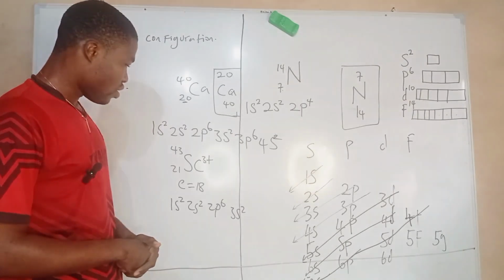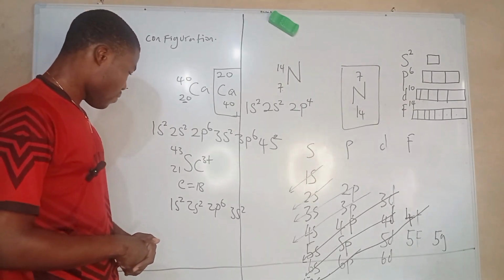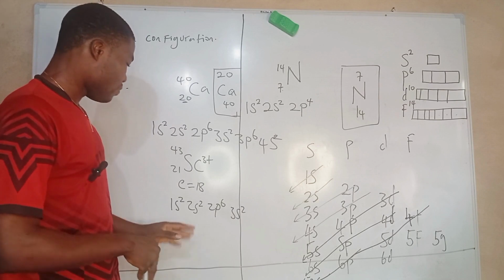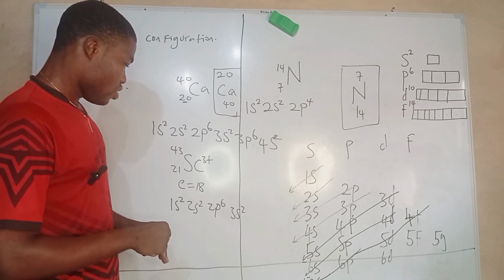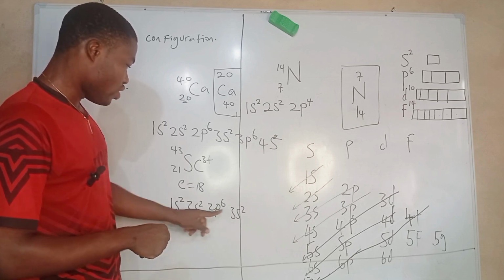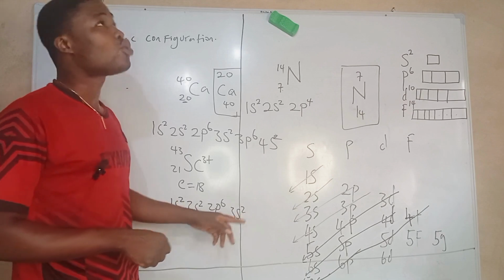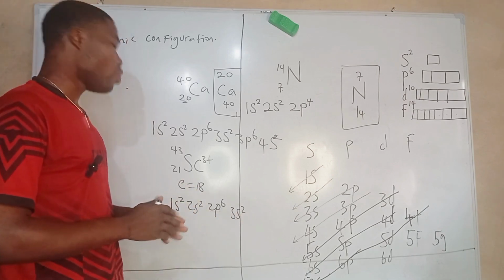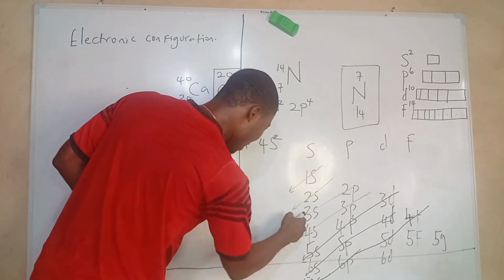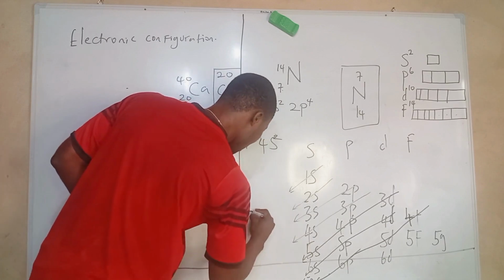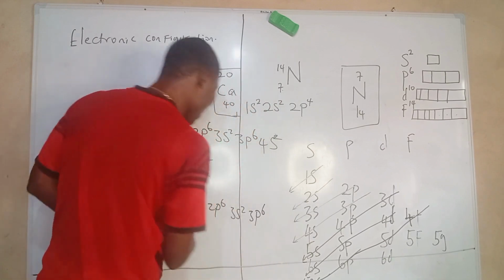So this is 2 plus 2 plus 6. That's 10 plus 2. That's 12. So we have to fill 18. So 3s2. Now after 3s2, we go to 3p6. 3p has a maximum of 6. Now we have 18.